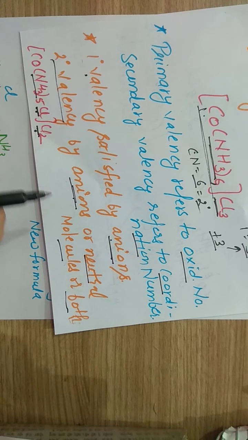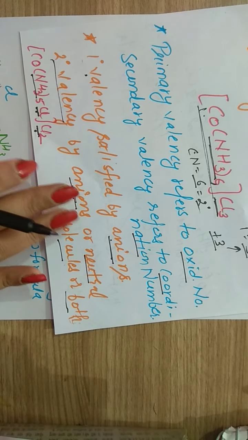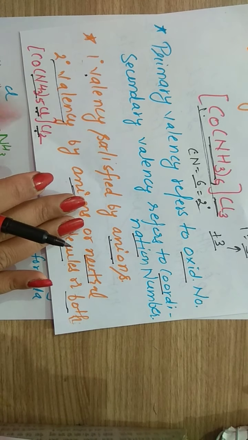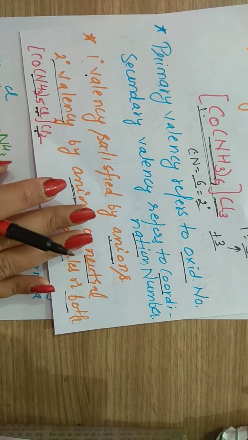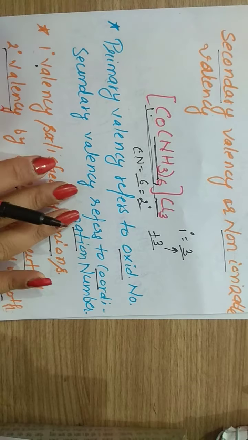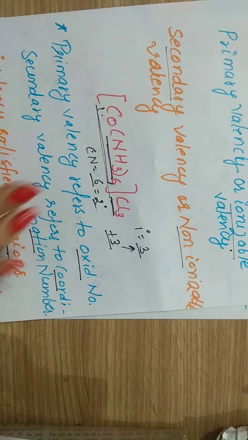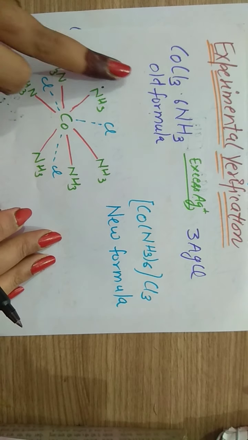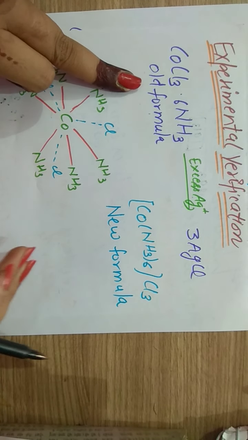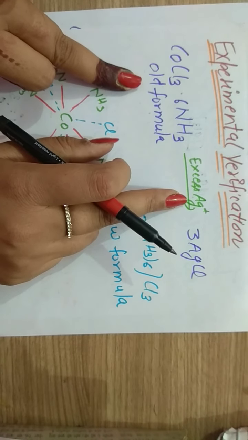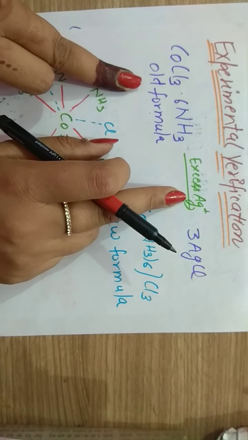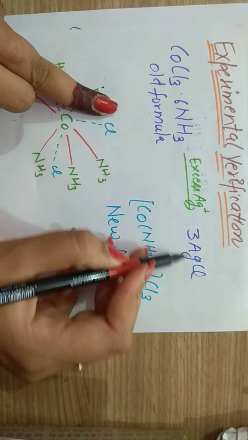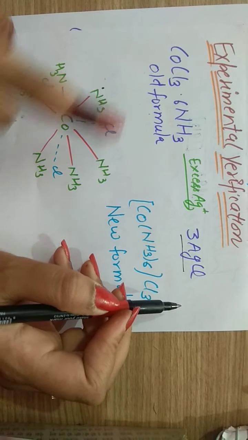He also gives that primary valency is non-directional and does not explain the structure, and secondary valency gives the direction of the coordination compound. These are the main postulates, and to verify this postulate, he performed an experiment which gives experimental verification. For this, he took some compound like this and treated it with excess of AgNO3 solution, and he found that he got 3 AgCl precipitate.